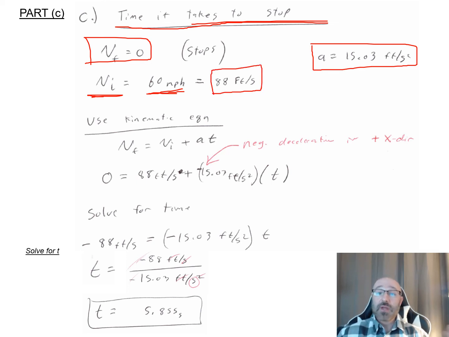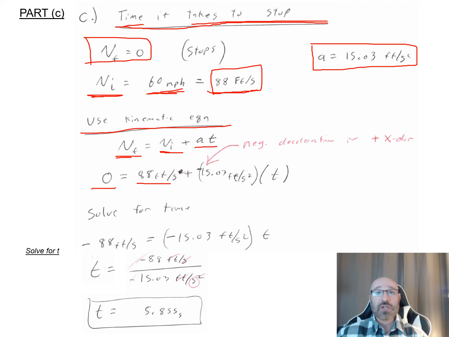With that information, now we can choose the correct governing equation. We want the time it takes to stop. We have an initial velocity and a final velocity, and we have an acceleration, so we can use this kinematic relationship: our final velocity is equal to our initial velocity plus our acceleration times time. Our final velocity is 0 because it comes to rest. Our initial velocity in the correct units is 88 feet per second.